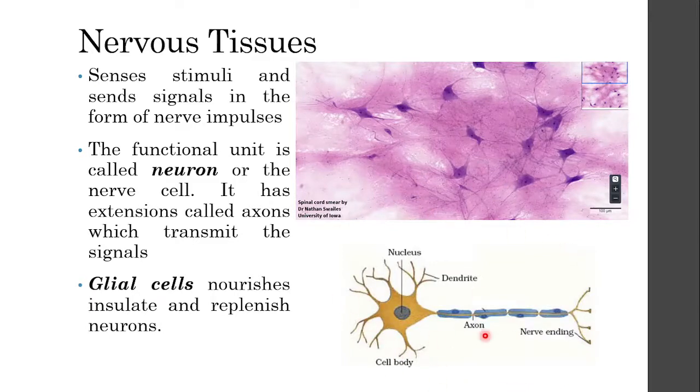And later on, when we talk about the nervous system, we will learn more about how this impulse actually travels, and how the signals are actually released. So those are the four types of muscles that we have.